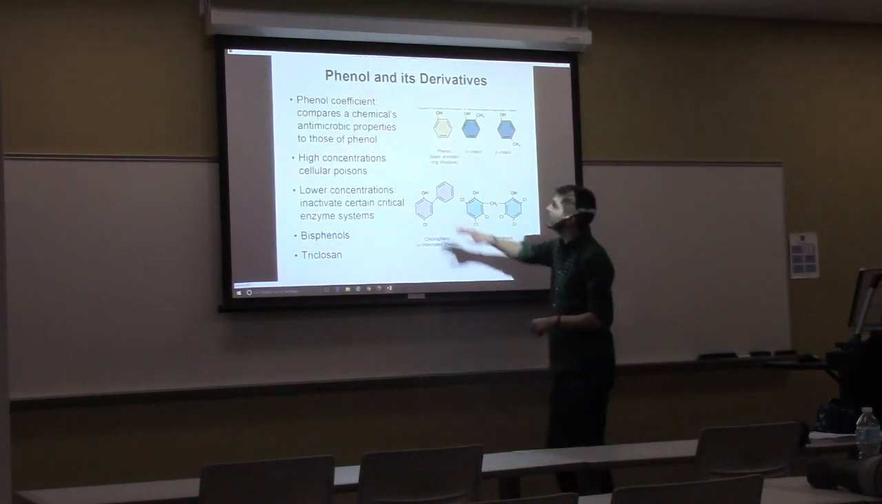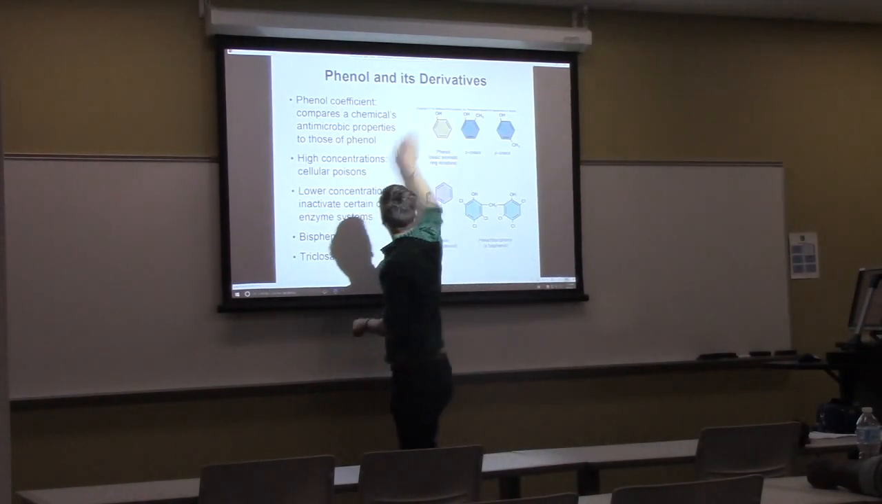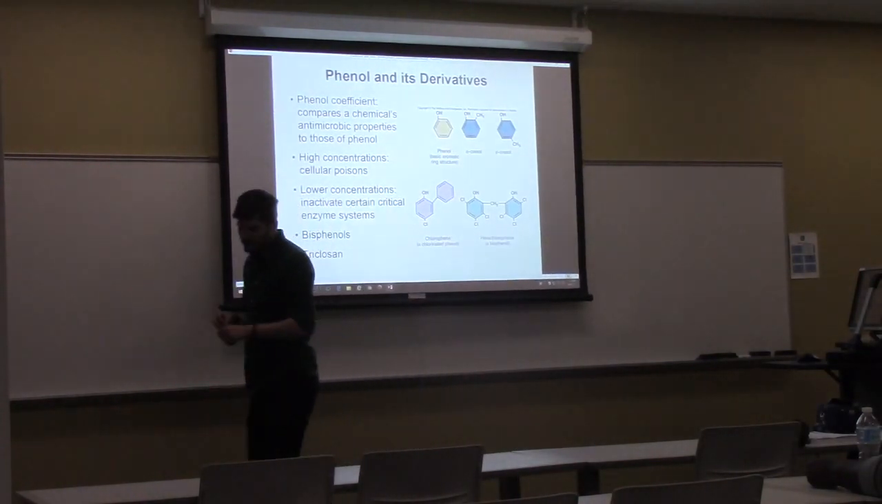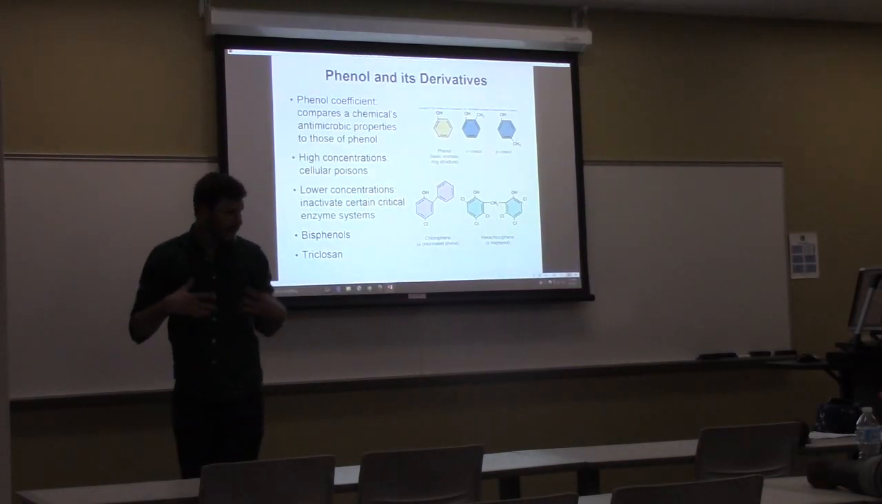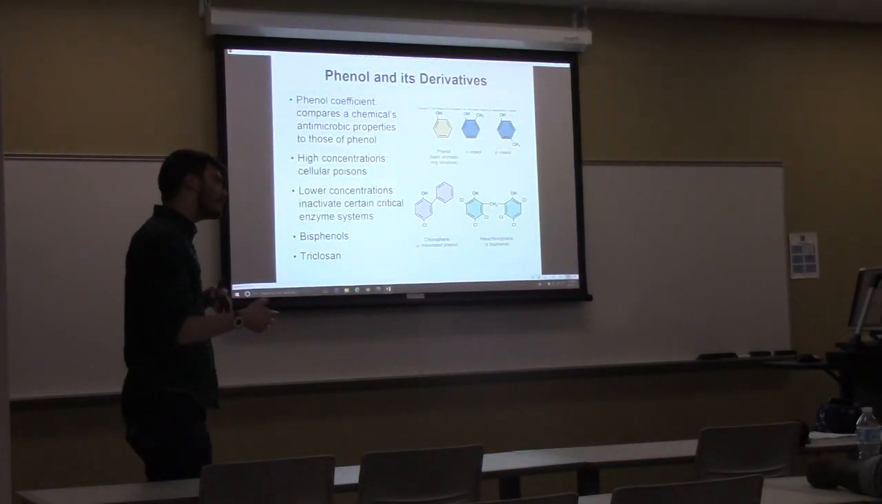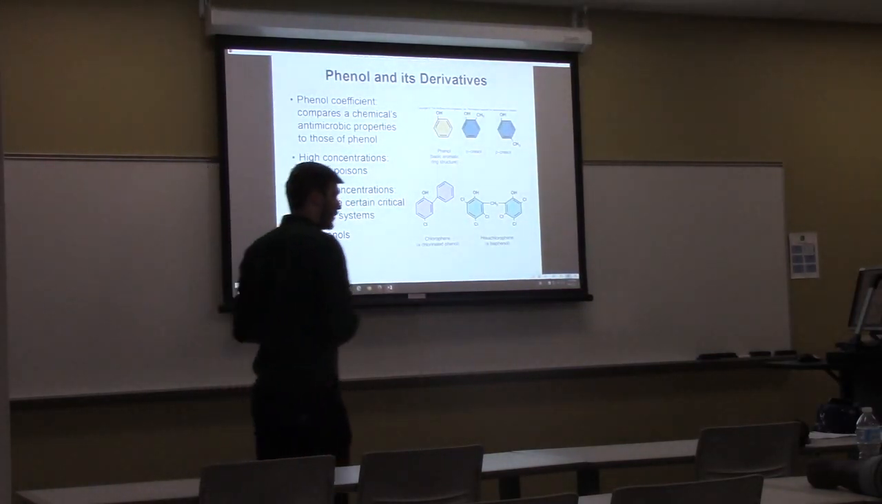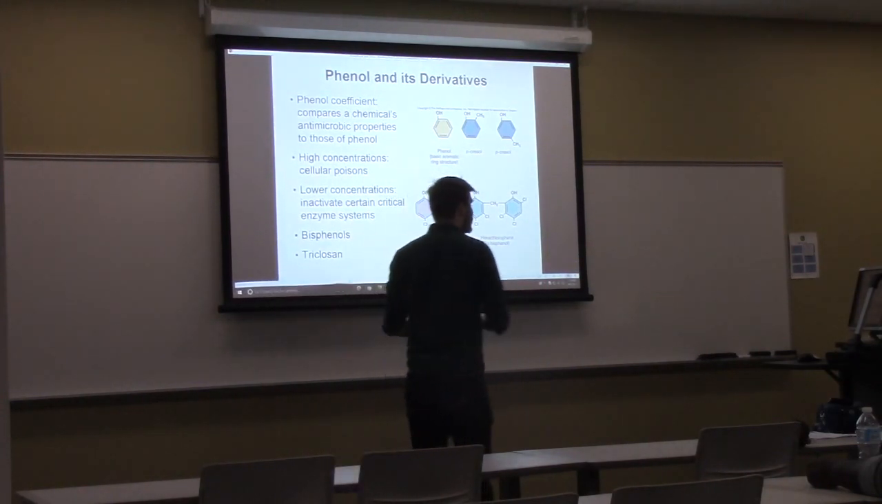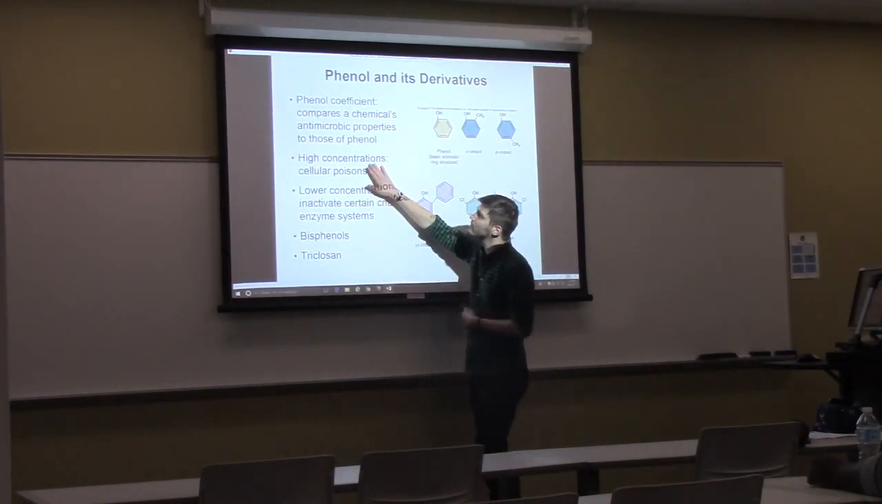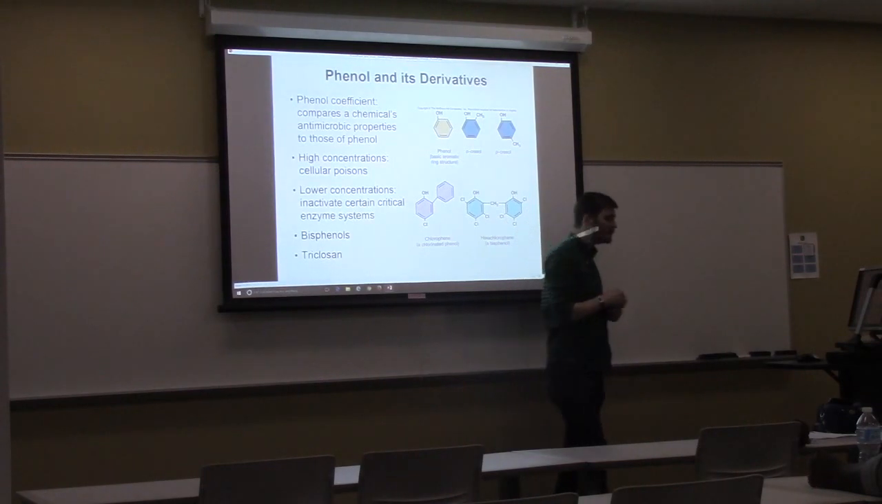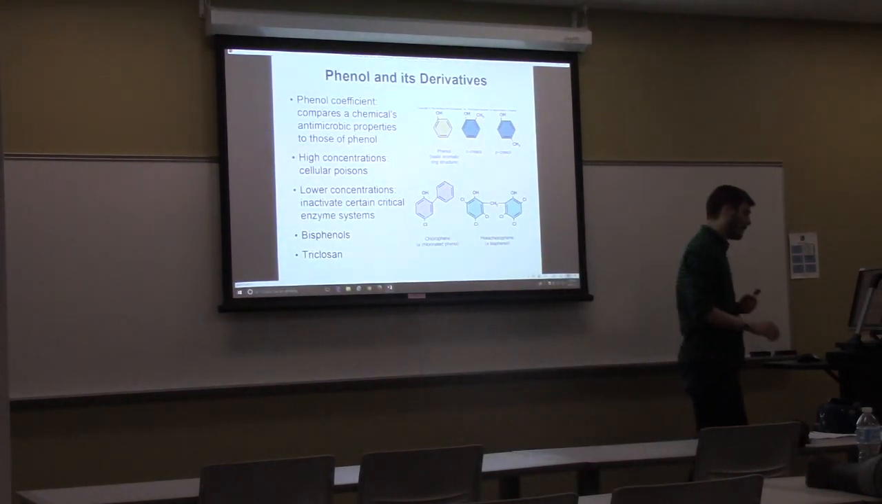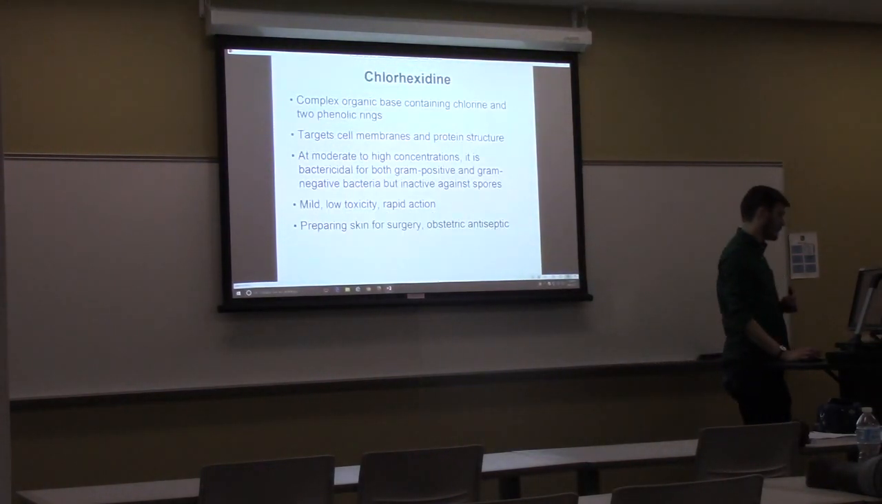Phenols. So phenols have a phenyl ring with a hydroxyl group. And these work primarily again by disrupting not only proteins but also cell membranes, okay, and cell walls. However, these tend to only work at high concentrations, which are often poisonous to humans, so we don't use them terribly often, at least not anymore.